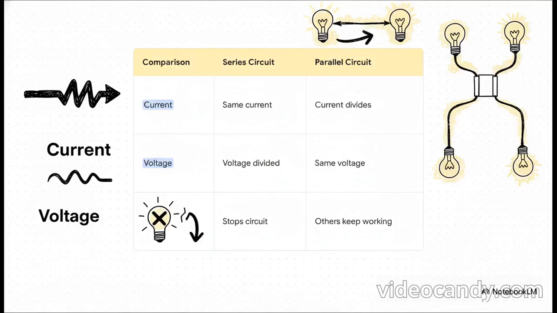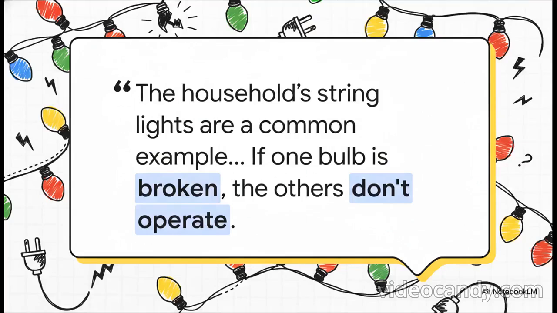See, in a series circuit, the current is the same everywhere, but the voltage has to be shared between all the components. In parallel, it's the exact opposite. The voltage is the same for every lane, but the current is what splits up. But check out that last row, because this is the big one. If one component breaks in a series circuit, the whole thing is dead. But in a parallel circuit, if one path fails, the others can keep right on working.